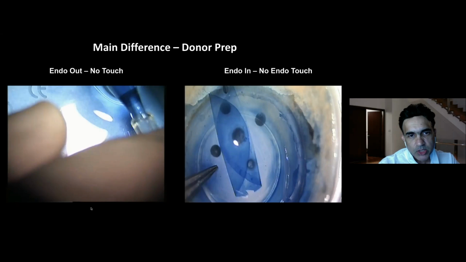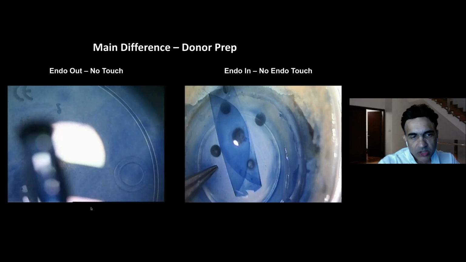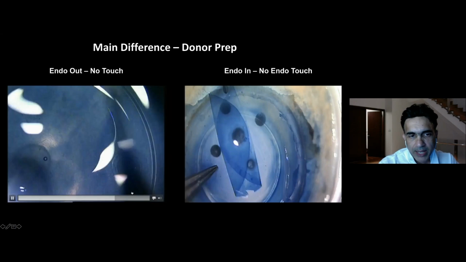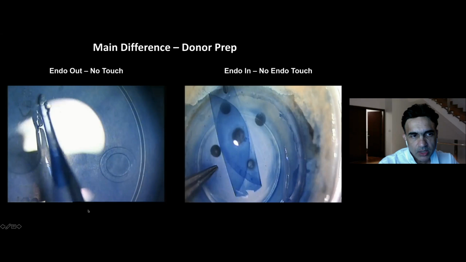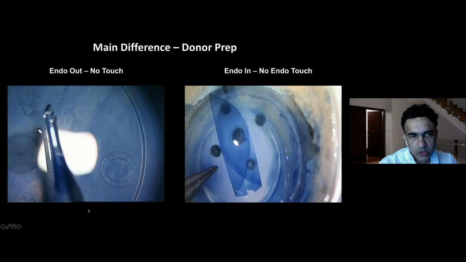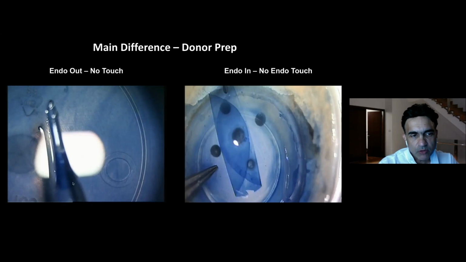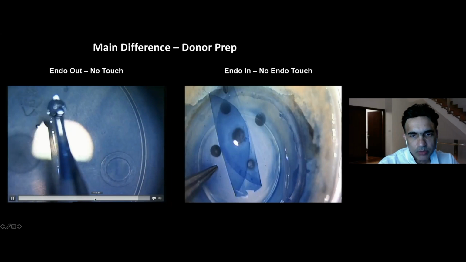Okay, and now it's ready to go. And you can see there's a syringe at the end over there. And I'll simply put another 3 ml syringe on the back. Okay, and then we're ready to go. So here you go, you see the graft over here in the glass injector. And then we're ready to put it inside the eye and deliver the graft inside the eye. So this is the endothelium out technique.